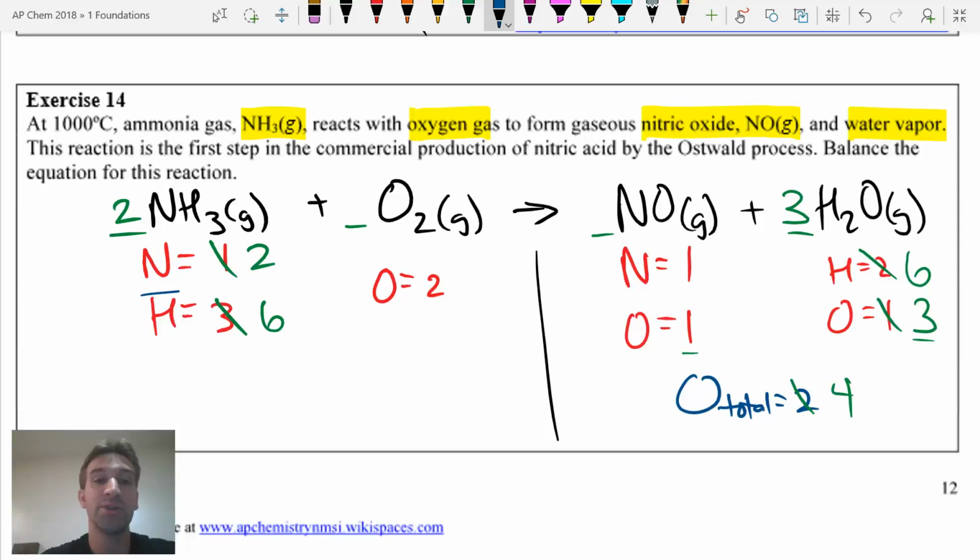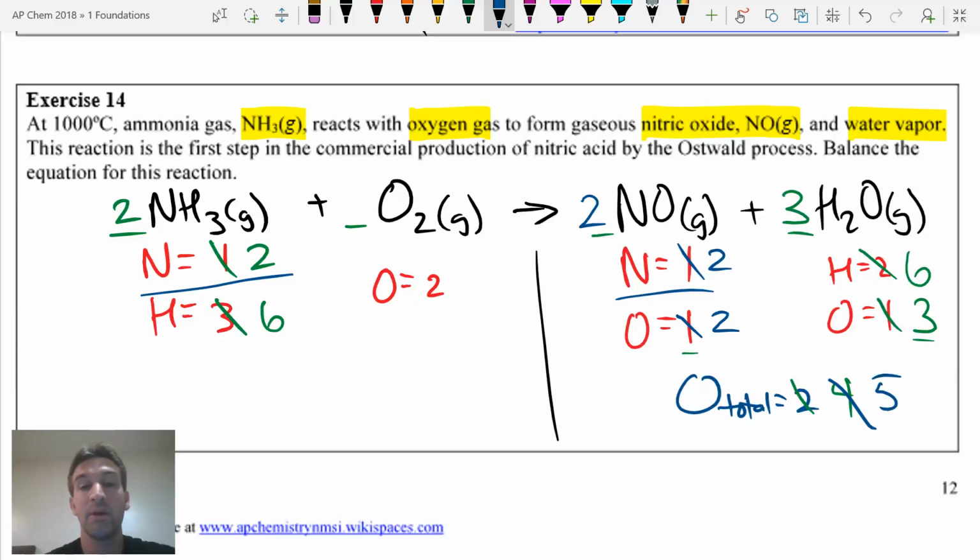Since there are 2 nitrogens here on the left and only 1 on the right, the lowest common multiple there is 2. I can multiply 2 by my nitric oxide, update the totals to get a 2 and a 2. Now for the complete oxygens, it's going to be 2 and 3 gives me a 5. Now that I'm here, nitrogen's good, hydrogen's good, oxygen still isn't balanced.